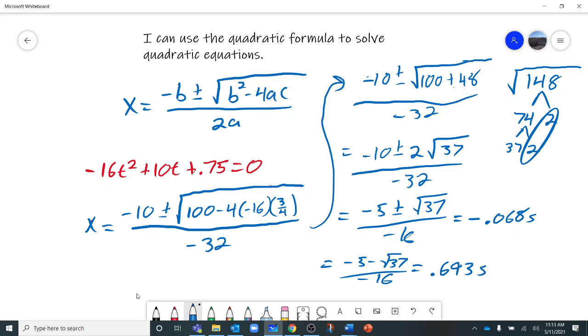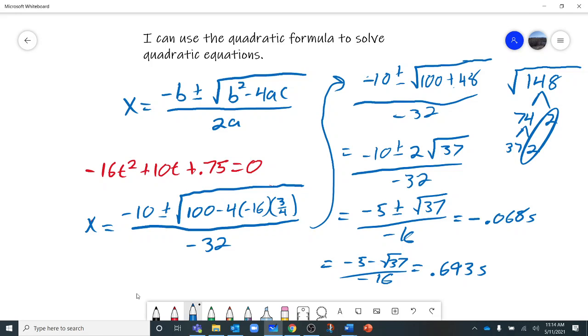0.693 seconds. Okay, so the frog was in the air for less than a second, 0.693 seconds, and then it got to the ground. Or they actually said about 0.7 seconds, but let's keep it at 0.693. Okay, we could find the vertex and so we'll just leave it at that.